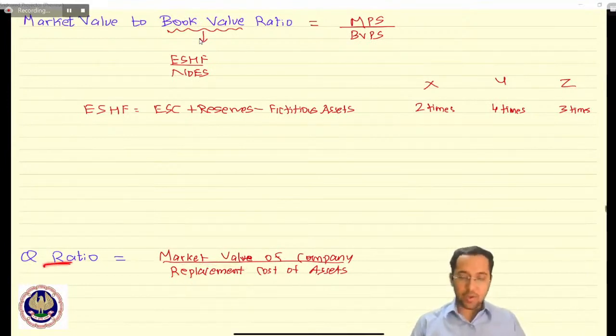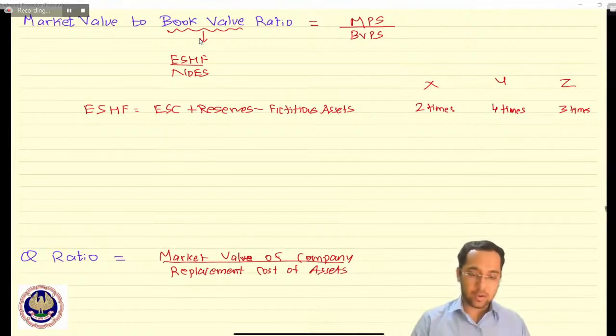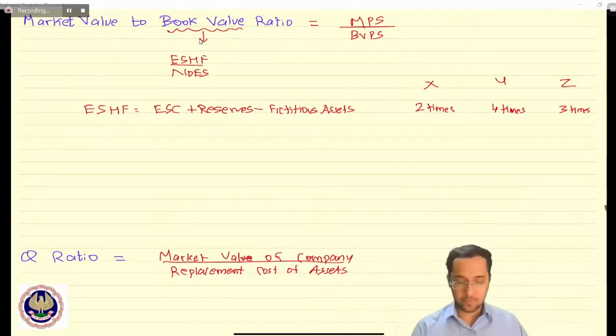So again, a higher ratio indicates the market is assigning greater value to a company as compared to its assets. So this also helps us to identify companies which are undervalued and have a huge potential for growth.